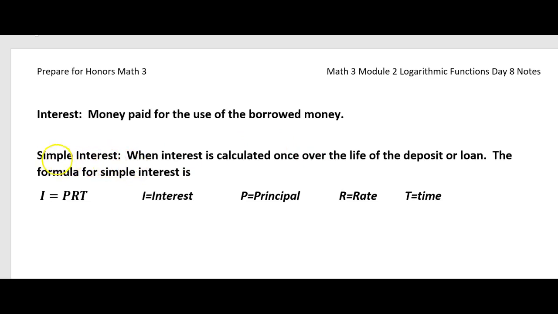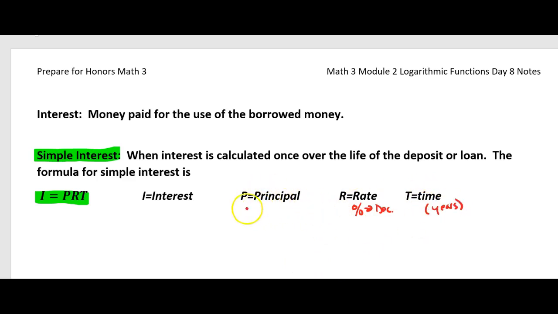Okay, you guys are probably used to what we call simple interest. This is interest calculated over the life of a deposit or a loan. The formula for simple interest is just I equals PRT, where I is the interest earned, P is the principal or the amount deposited. R is the rate, and anytime we deal with rate, we need to convert the percent to a decimal, and then you have time, and that's generally in years.